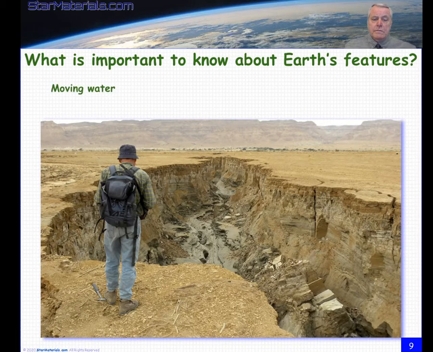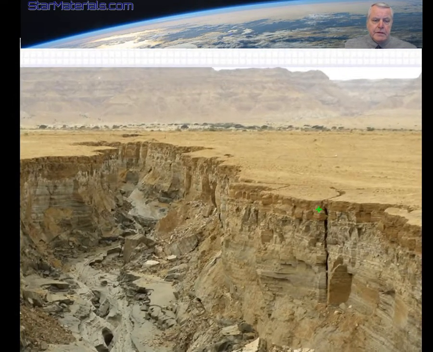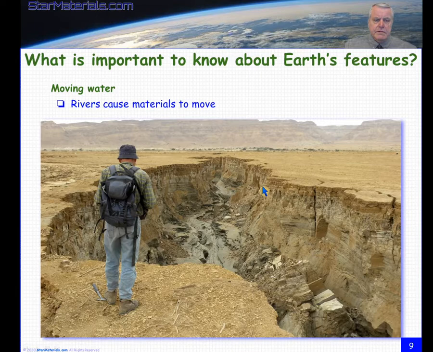Moving water. The river here at one time pulled all this material away. You can see that, let's make it a little bigger. You could see here that part of that is ready to break away. It doesn't happen fast. Well, sometimes it does, but over millions of years, it certainly does happen.